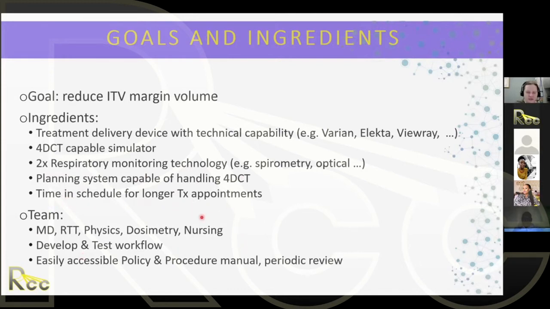Your whole team needs to understand what you're trying to do here, and you also need to develop and test the workflow and give them good instructions. So I always recommend having an easily accessible procedure manual where you can stick the instructions in. We have that online, and we're reviewing this periodically to make sure everything is up to date.